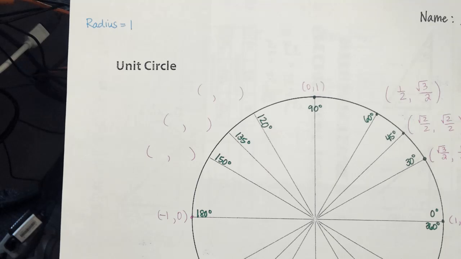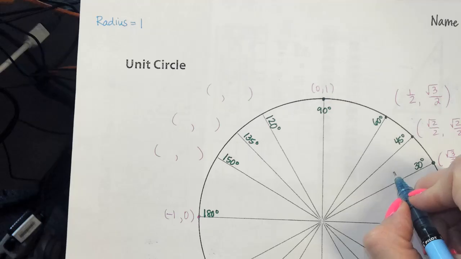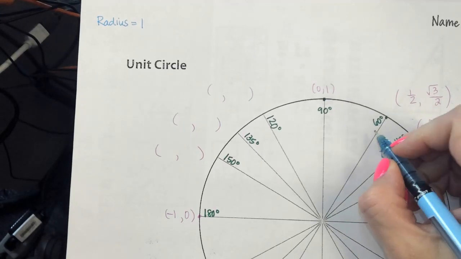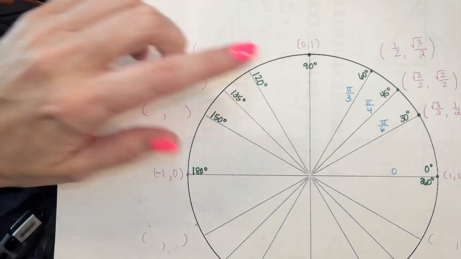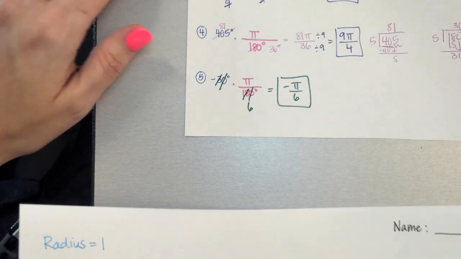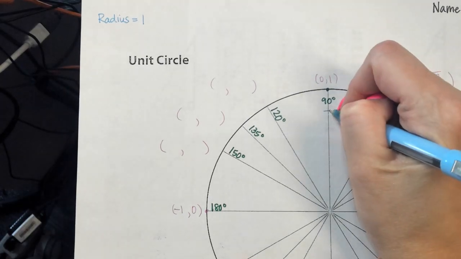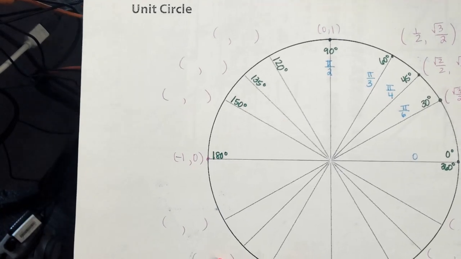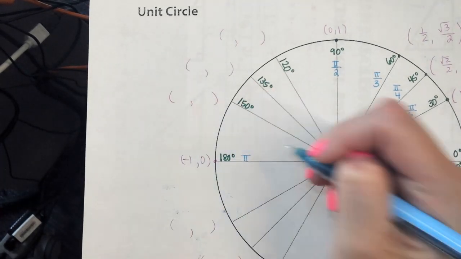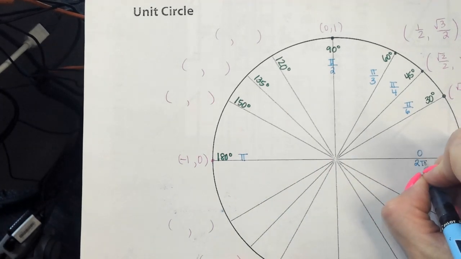Okay, so we're going to start. So 0 is just 0. Okay, and then we said this is going to be pi over 6, pi over 4, pi over 3. You did this conversion already. It was the second one you guys did. Pi over 2 was equal to 90 degrees. So this is going to be pi over 2. Okay, and then we know that 180 is equivalent to pi. We know that one full time around is going to be 2 pi.